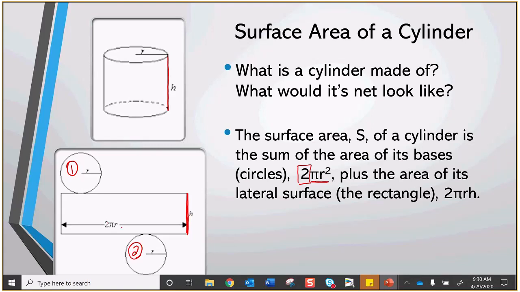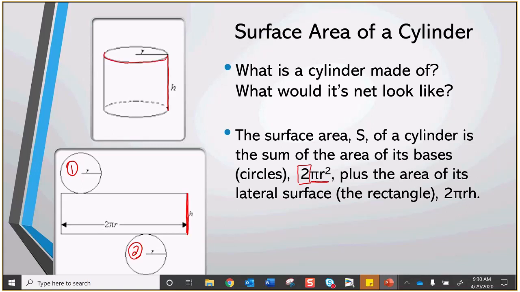Then 2 pi r. That's something we haven't done for a while, but does anybody remember what 2 pi r is in relationship to a circle? What does that give you if you multiply 2 times pi times r? The radius? No, not the radius. Diameter or circumference? Circumference. Yeah, circumference.